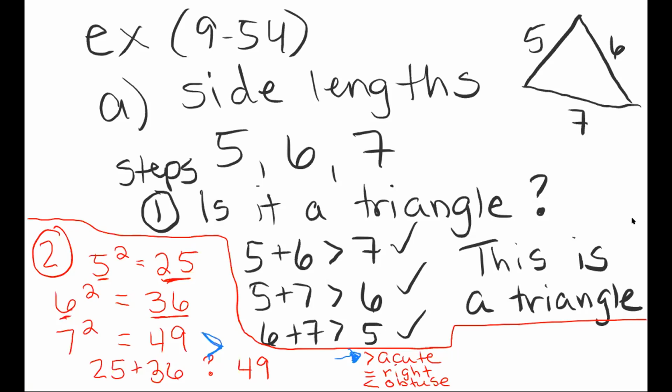Yeah. So like, let's say they gave you 7 first, then 6, then 5, you need to know that you still need to do the longest side length that you compare it to. So it's always small, medium, then large. So you always have to put it in that order. All right. Good. Okay. Other questions?